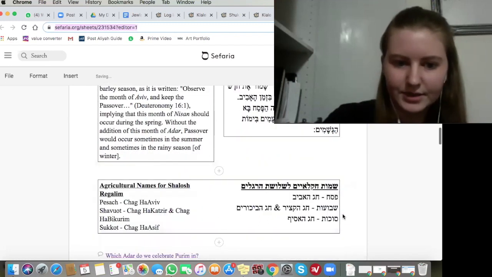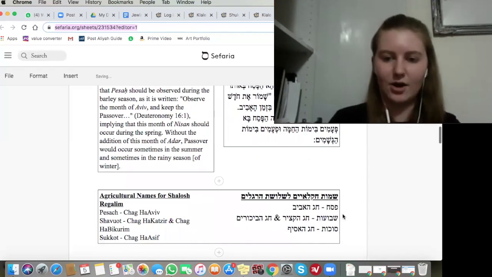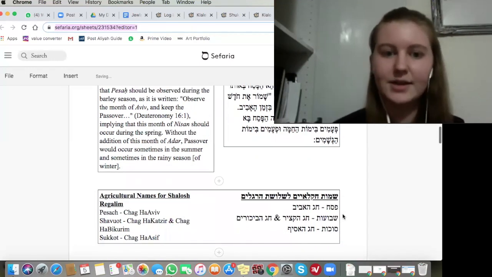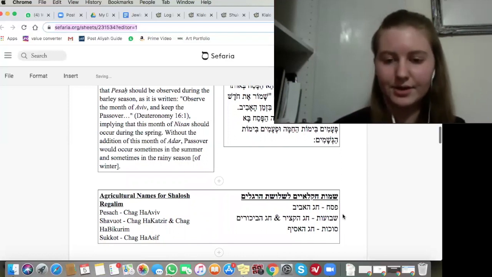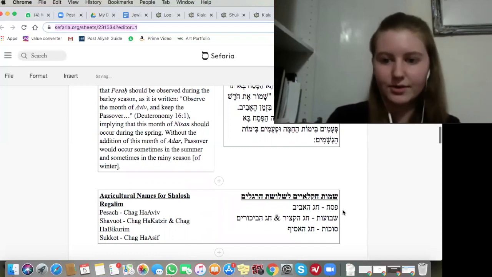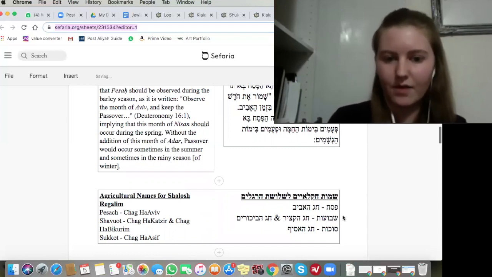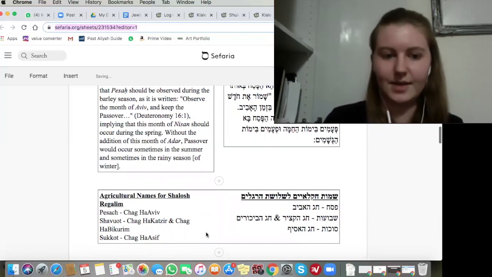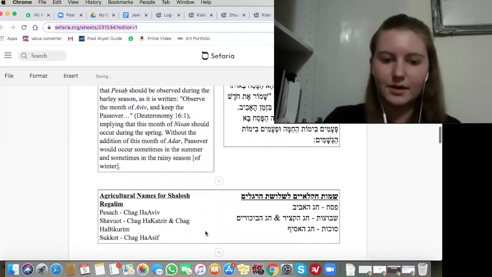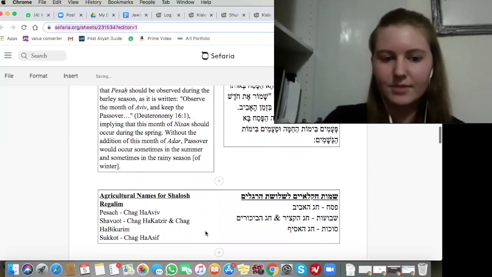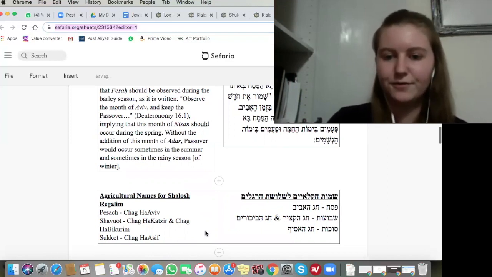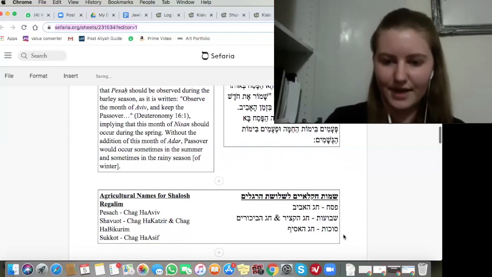And we also see that the Torah places an emphasis on having Pesach in the spring. But I also wanted to point out that, even though that's the reason why we have leap years, emphasis is also placed in the Torah on the agricultural significance of all the other holidays, the Shalosh Regalim. So Pesach is Chag HaAviv, Shavuot is Chag HaKatzir and Chag HaBikurim, and Sukkot is Chag HaAsif. It wouldn't make a lot of sense to have a harvest festival or a new fruit festival if there's no new fruit or no harvest. So it's important to have everything lined up.